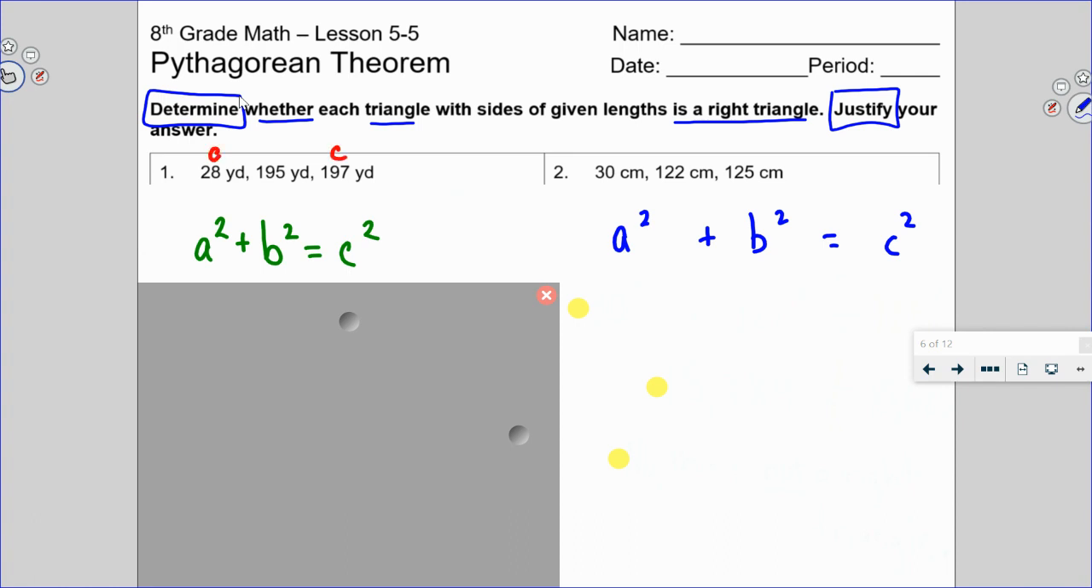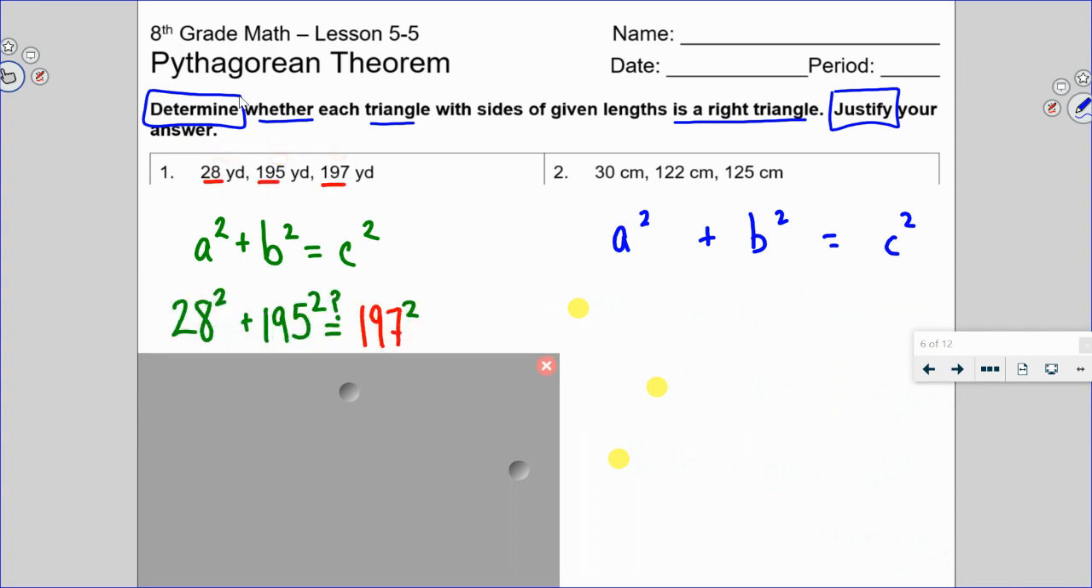And honestly, I don't care what A or B is as long as it is not the longest edge. Now, I tend to go small, medium, large. That helps me. So in this case, the smallest or the A value would be 28, B value would be 195, C value is 197. And please note that I do have a question mark here.